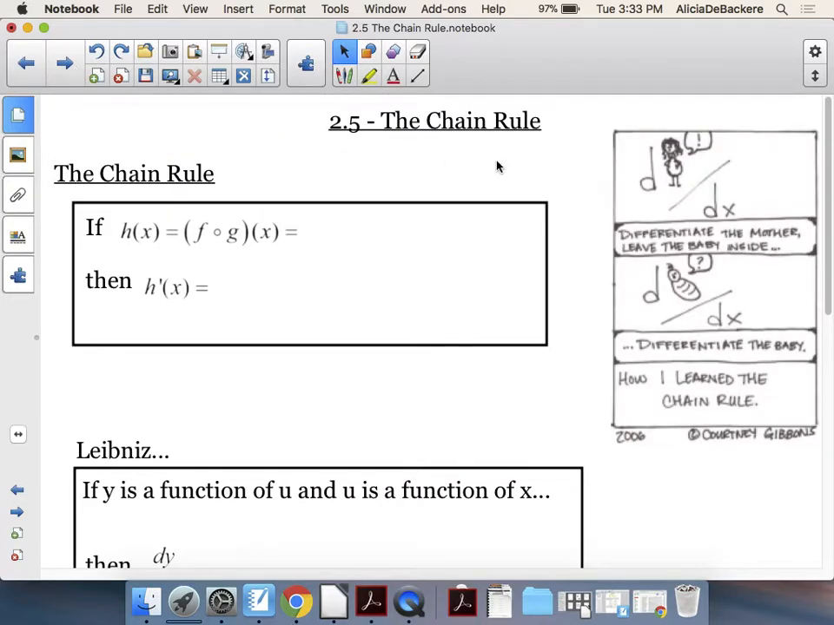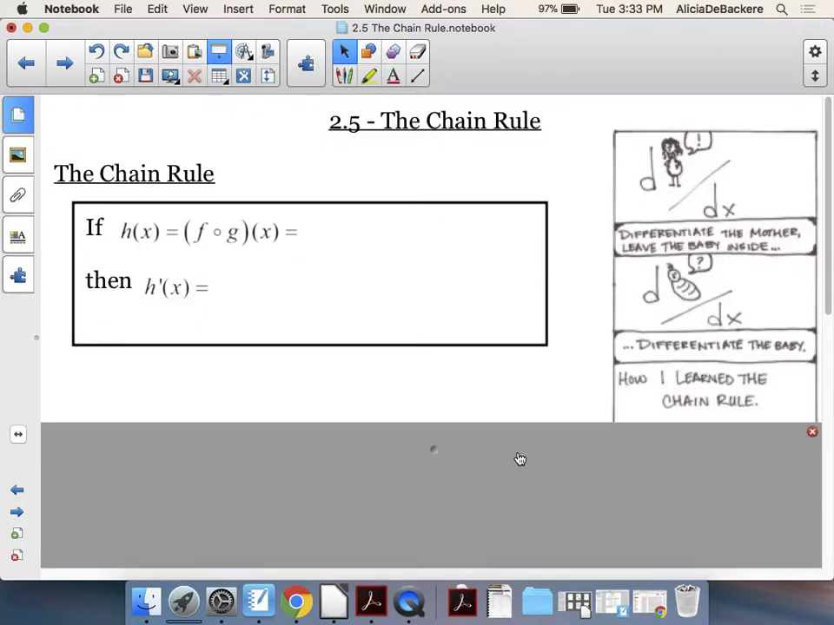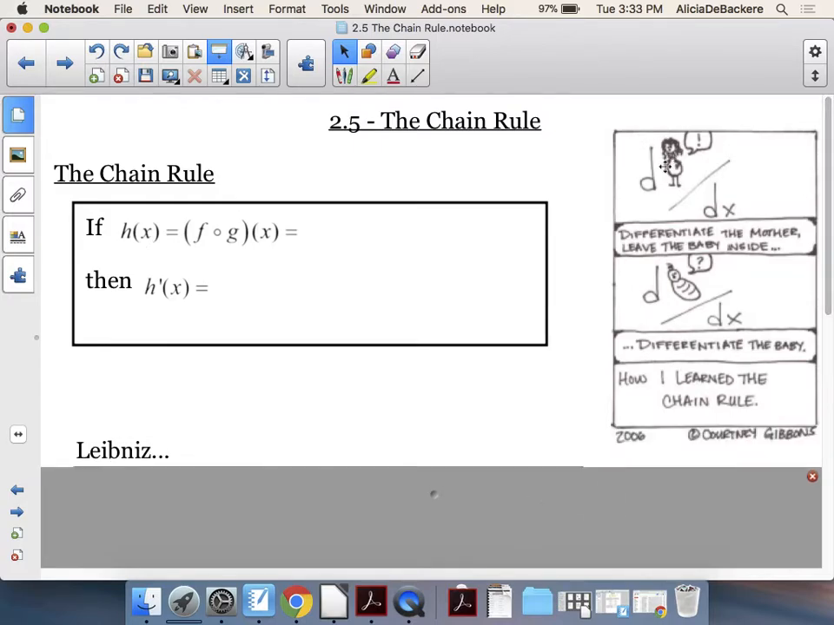All right, moving on to our lessons. You can see here I found a comic on the internet. I'm not the only crazy person. They've drawn a picture of a pregnant woman, and they're doing the derivative, d/dx, of the pregnant woman. And it says to differentiate the mother and leave the baby inside. So I'm taking the derivative and leaving the baby in there. And then finally I differentiate the baby. And it's how this comic artist learned the chain rule.